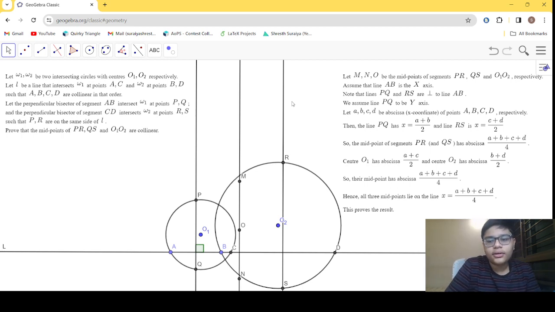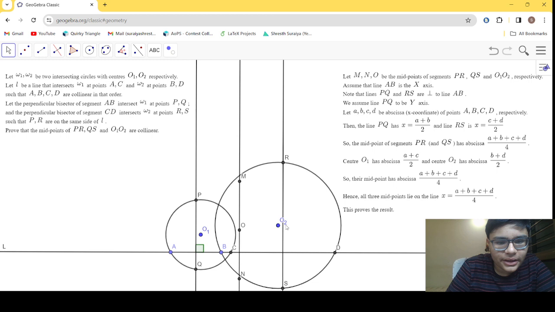So let omega 1 and omega 2 be two intersecting circles with centers O1 and O2 respectively. So these are the two circles as you can see with O1 and O2 as centers. ABCD is a line with points A, B, C, D in that order such that A and C lie on omega 1, B and D lie on omega 2, right? Okay. Let PQ be the perpendicular bisector of AB so that P and Q both are on the first circle, that is omega 1, and CD has its own perpendicular bisector RS, right?